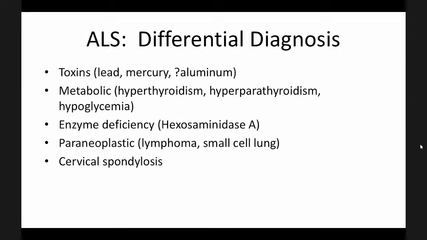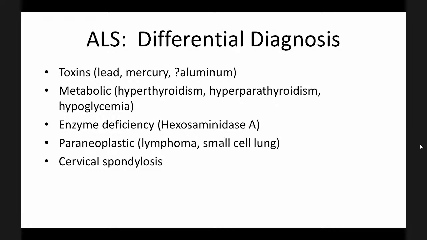So for differential diagnosis, there are other conditions which have similar features to ALS. These are toxicity like lead, mercury, or aluminum. Hypothyroidism, hyperparathyroidism, and hypoglycemia also have some of the clinical features of ALS. There is enzyme deficiency like hexosaminidase A. We have certain malignancy where there are paraneoplastic symptoms, as in lymphoma and small cell lung carcinoma.